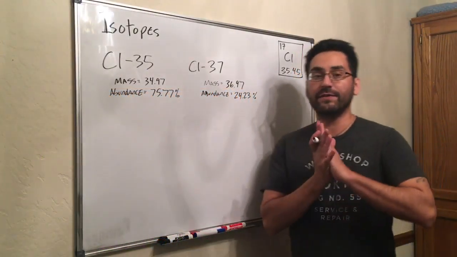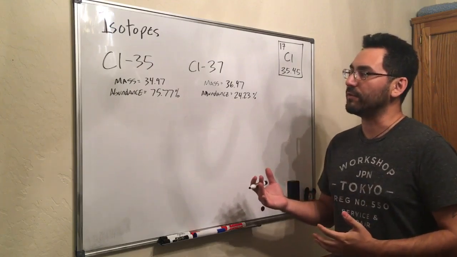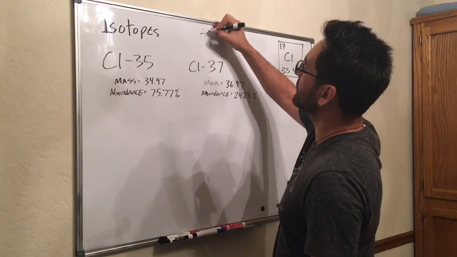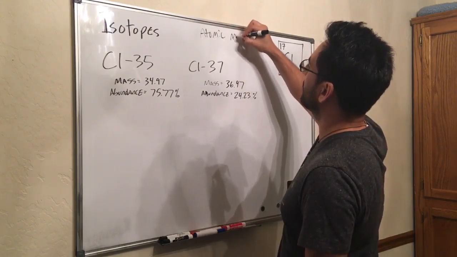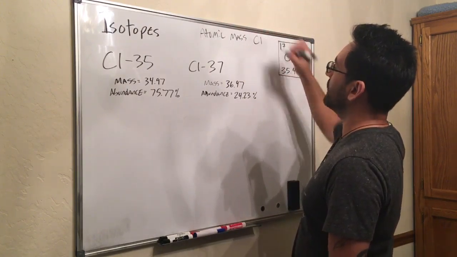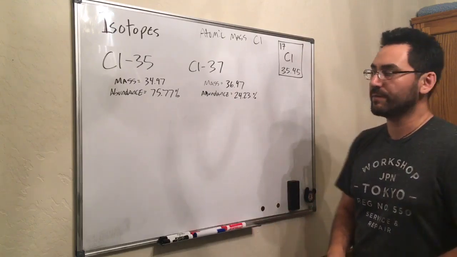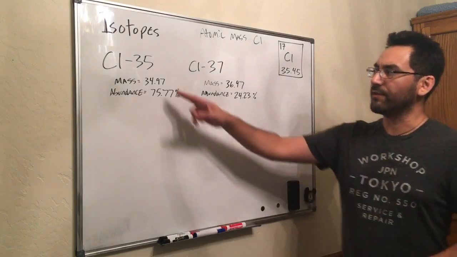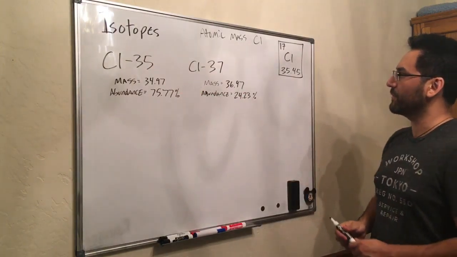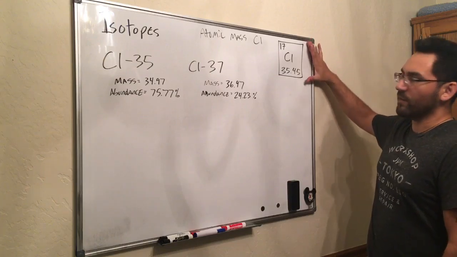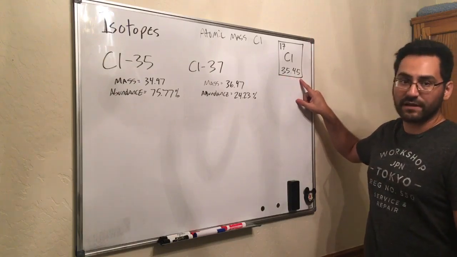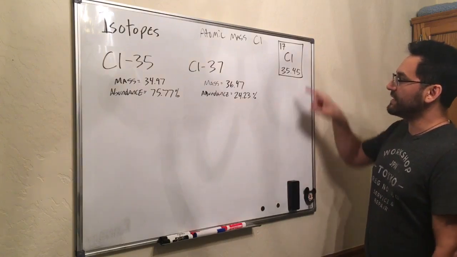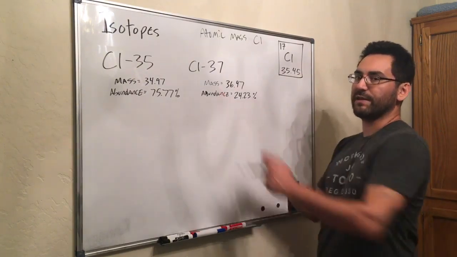Welcome back. In this video, I want to solve a problem where we are going to calculate the atomic mass of chlorine based on its isotopes. So chlorine has two naturally occurring isotopes, chlorine-35 and chlorine-37. Now, on the periodic table, the value listed as the atomic mass, as I mentioned in the last video, is a weighted average. So we need to calculate this value from these values.